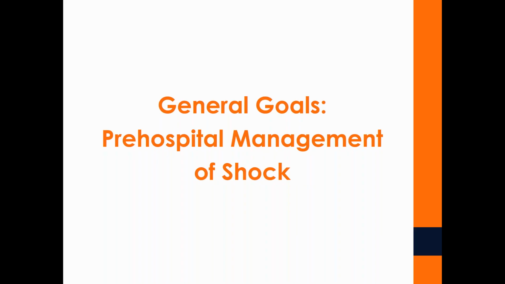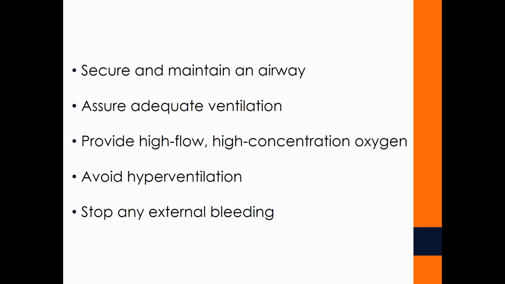Our goal in the management of shock is pretty simple. We're going to secure and maintain an open airway. We're going to assure adequate ventilation, whether that means the patient has an adequate respiratory rate, rhythm, and quality, or we have to ventilate them. Que sera, sera. We're going to provide that high flow, high concentration oxygen, so a non-rebreather mask at 15 liters per minute. We're going to pay close attention to our patient's respiratory rate. If we're ventilating, we want to make sure we do that one breath every 6 seconds, nice and slow and controlled. We want to make sure we didn't miss any external bleeding in our primary assessment.